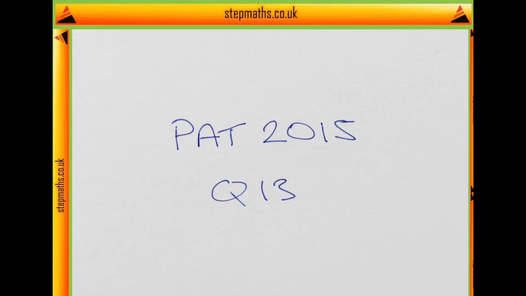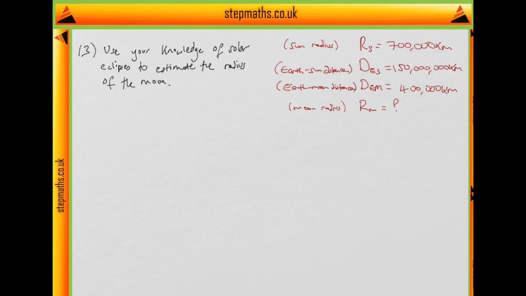Hi, today we've been looking at the 2015 PAT paper and going through question 13. Question 13 asks us to use your knowledge of solar eclipses to estimate the radius of the moon.